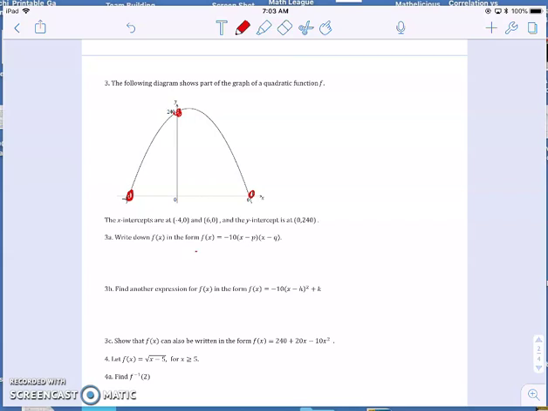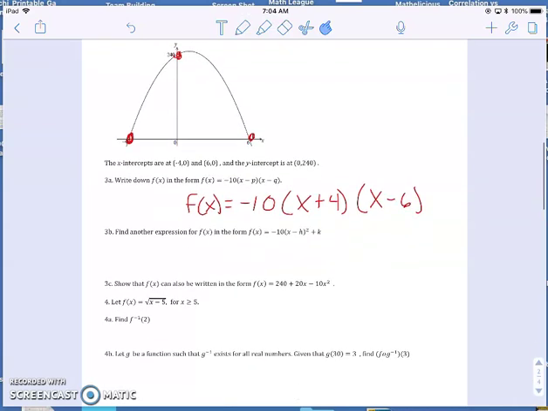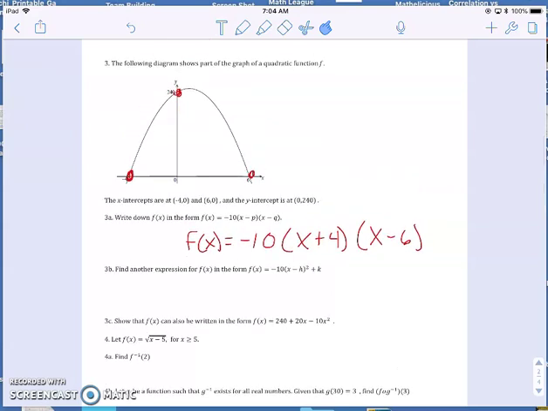Well, this is intercept form. So we know it has to be negative 10. Well, if it's minus 4, it's got to be x plus 4 and x minus 6. Find another expression for f in vertex form.